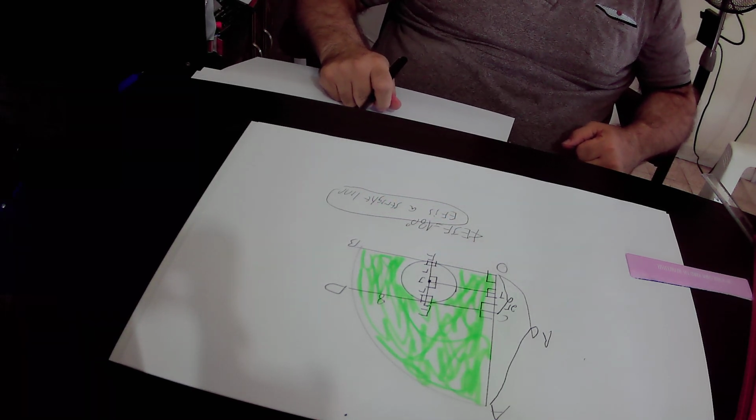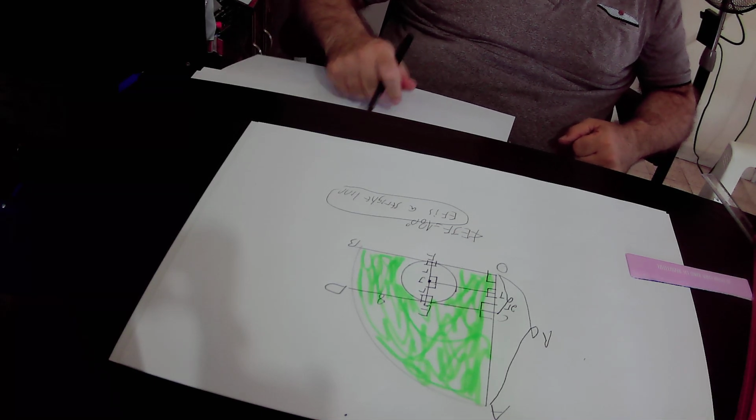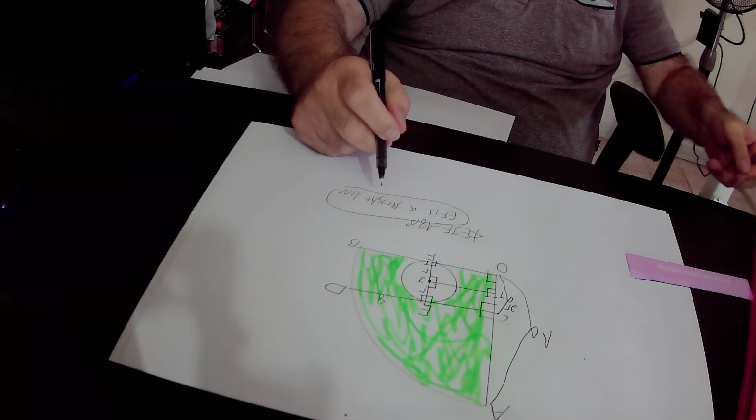Okay, so in the next step, we'll join points O and D together by a straight line.